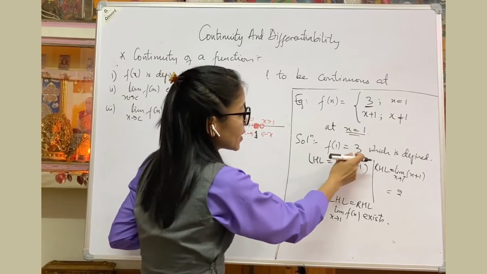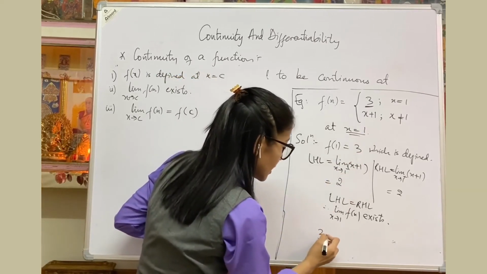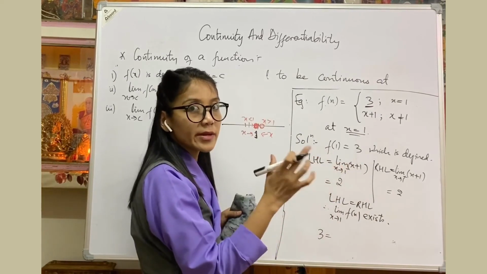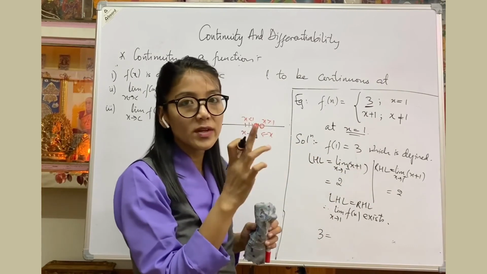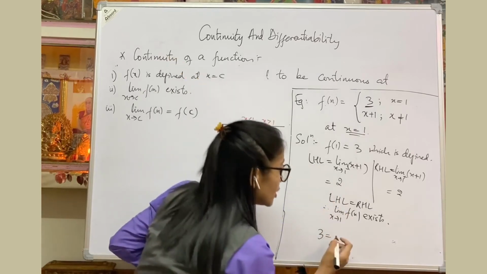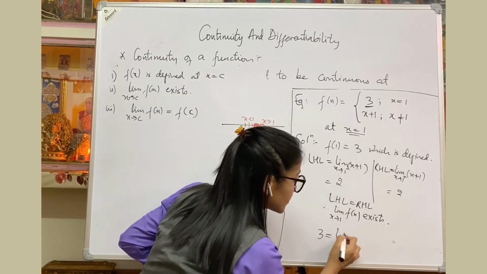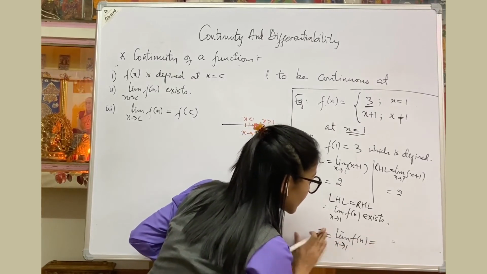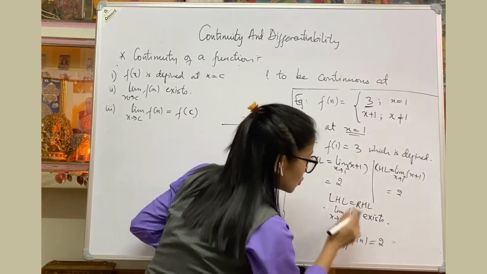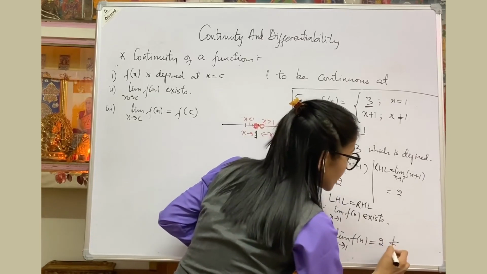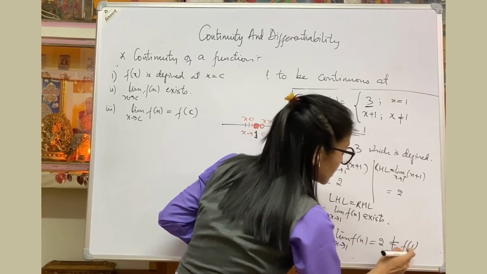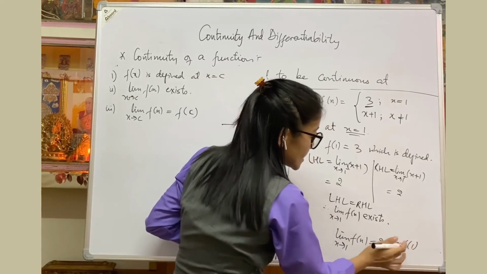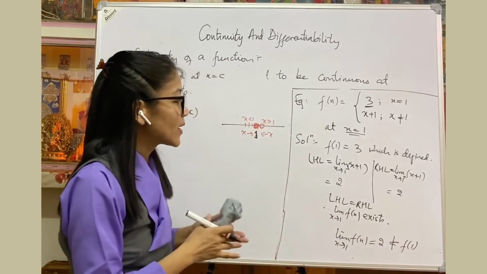Now what is f of 1 here? It is 3. And what is the limit value here? Limit value means left hand limit and right hand limit. They should exist, which means you will get same value. Here it is 2. So here we get limit of f of x as x tends to 1 is equals to 2, right? But this is not equals to f of 1, which is equals to 3. So it is not satisfying the third condition.